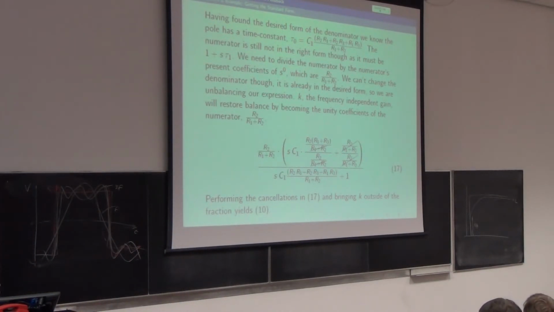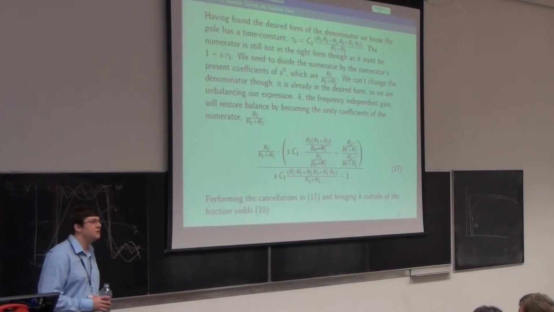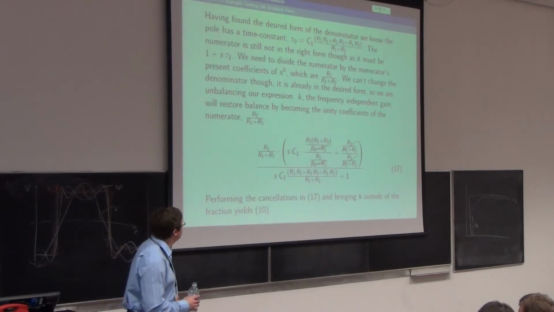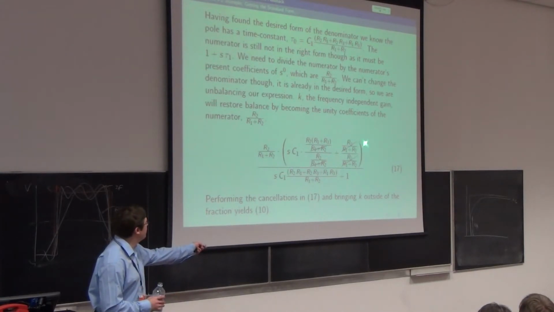Having found the desired form of the denominator, we know the pole has a time constant of whatever that equation says. And the numerator is still not in the right form though, because we have to have 1 plus S tau 1. So we've got to divide the numerator by the numerator's present coefficient of S raised to the 0. In other words, we've got to divide it through by this bit here.